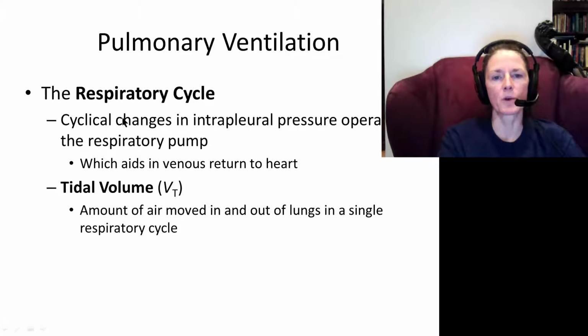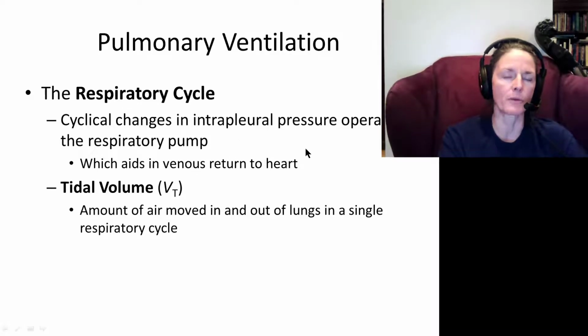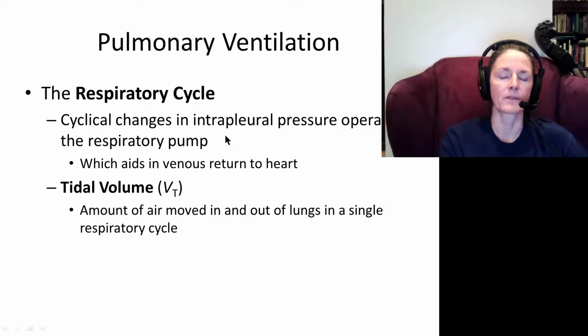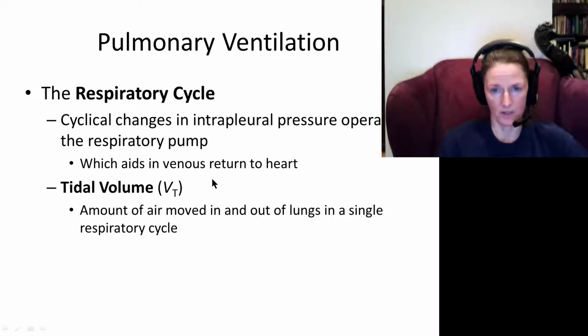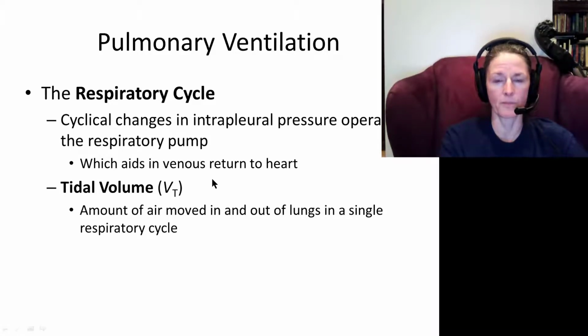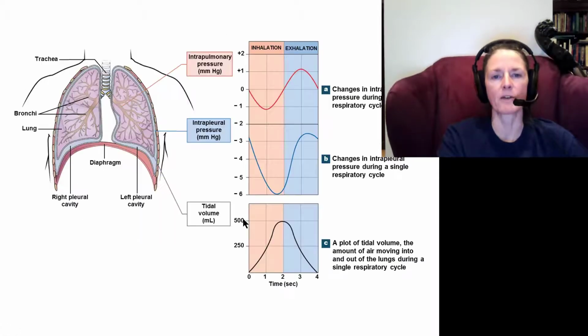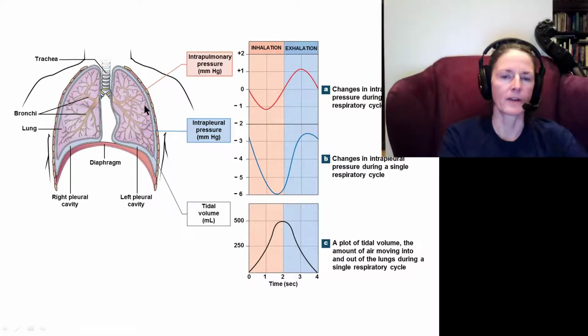All right, so the respiratory cycle itself is cyclic changes with the intrapleural pressure, which are going to be acting as that respiratory pump. Remember earlier when we talked about the cardiovascular system, how venous return, part of what helps it get back to the heart is not just muscular action, but also the actions of the respiratory pump, which is going to help bring the venous blood back to the heart against gravity. Now, the tidal volume is the amount of air moved in and out of the lungs in a single respiratory cycle. And when we're at rest, it's about 500 milliliters of air.